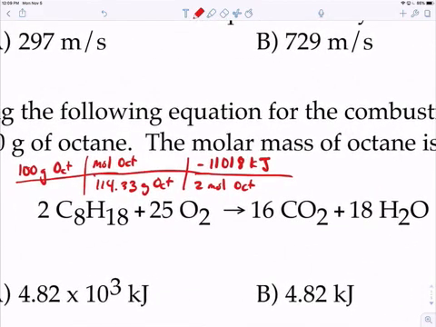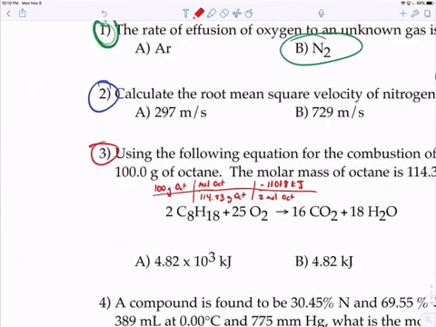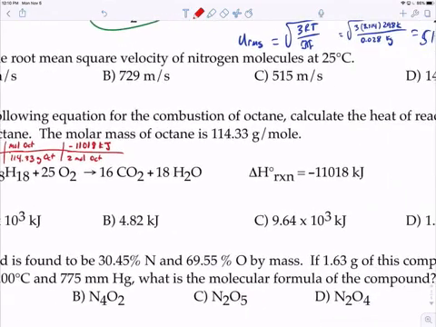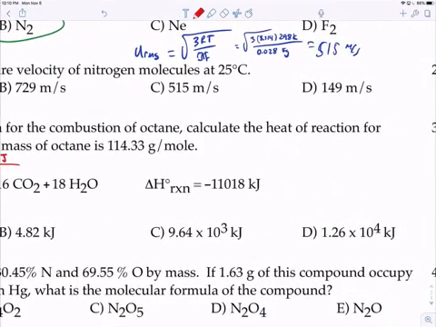What is the answer? So 9673. What's this one here?